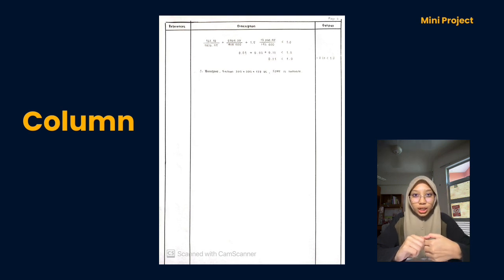Therefore, UC section 203 times 203 times 127, steel grade S275 is suitable for this column. That's all from me. Thank you.